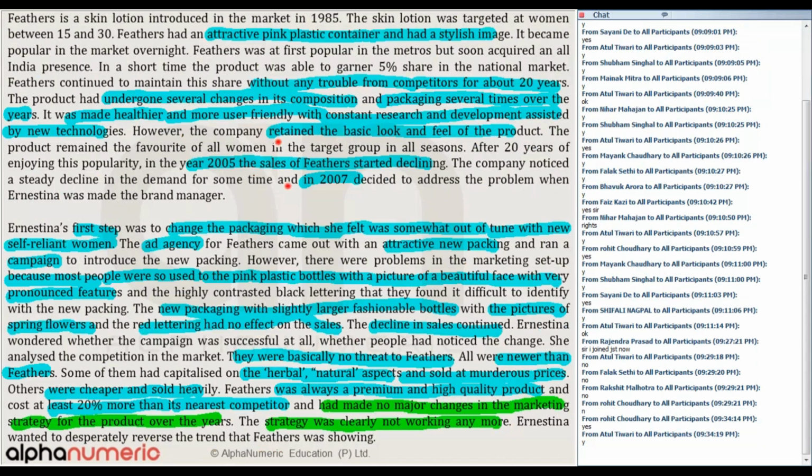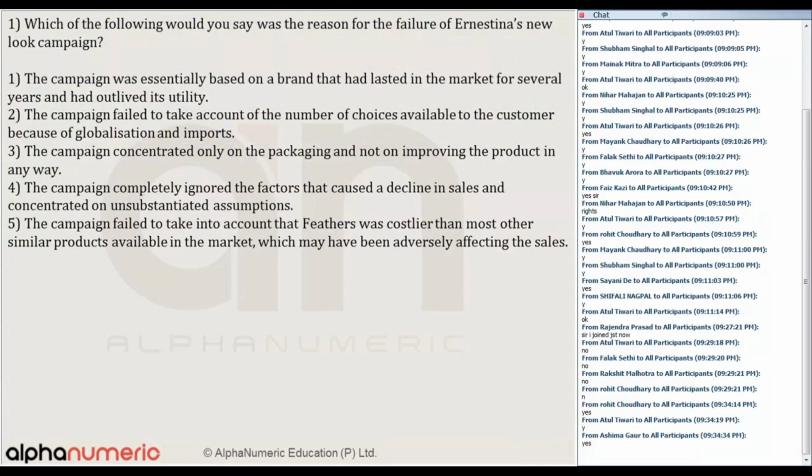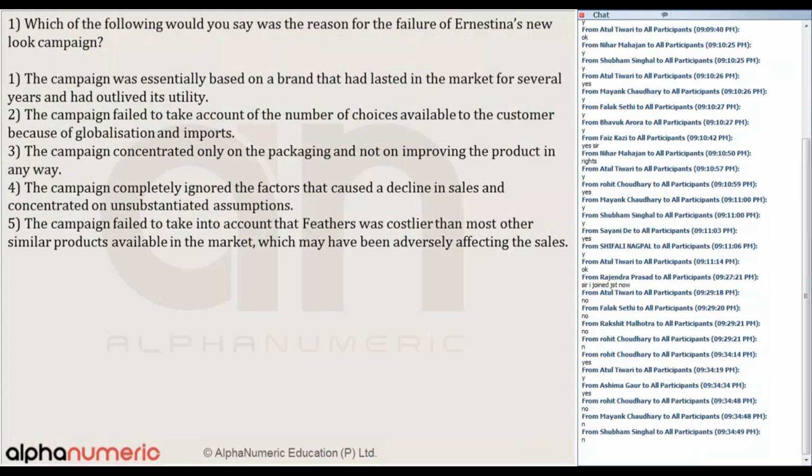Anistia noticed that the decline in sales was happening before Anistia had joined. Isn't it? Or did the sales decline after she had joined? No, the decline has been happening for the last couple of years, and she decided to solve this particular issue. So now tell me, can the answer be option number 3? So the answer can't be option number 3.